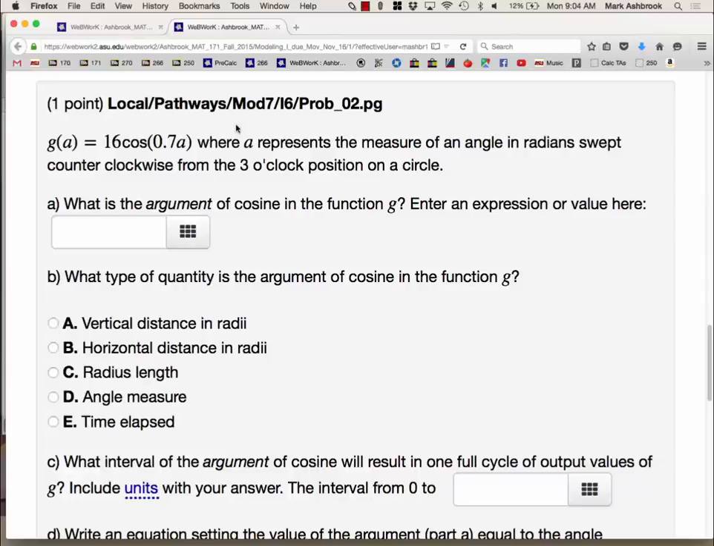If it's going into cosine, it has to be angle measure, right? Whatever goes into cosine, we know the input of cosine has to be angle measure. But A is the measure of an angle. So in this problem, there are two different angles going on at the same time, right? A is some measure of some angle, and 0.7A also has to be a measure of some angle. So what we have is two angles, the measure of two different angles.